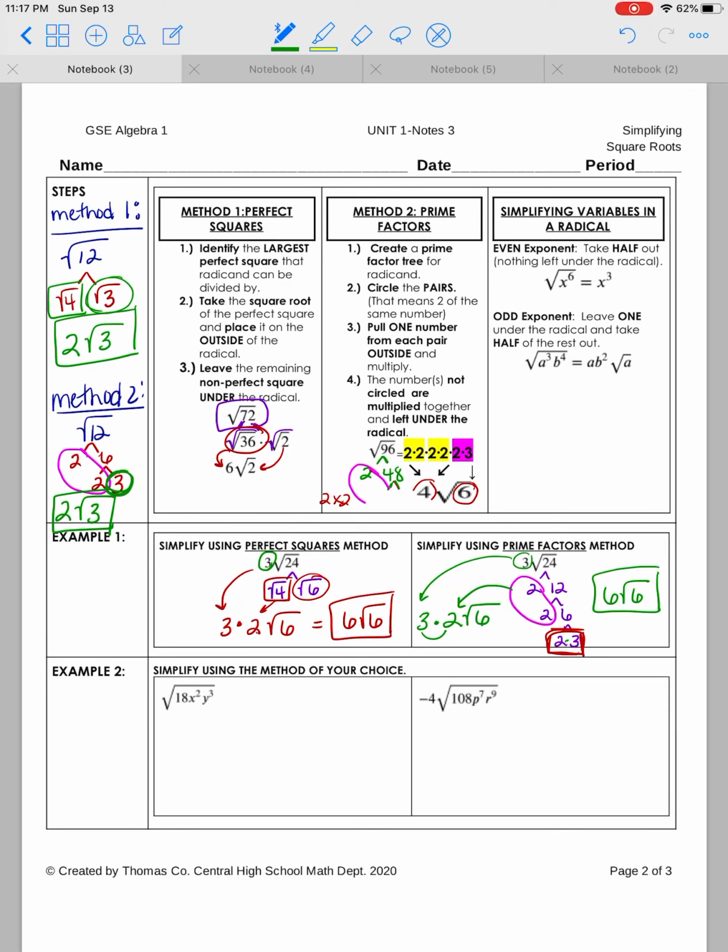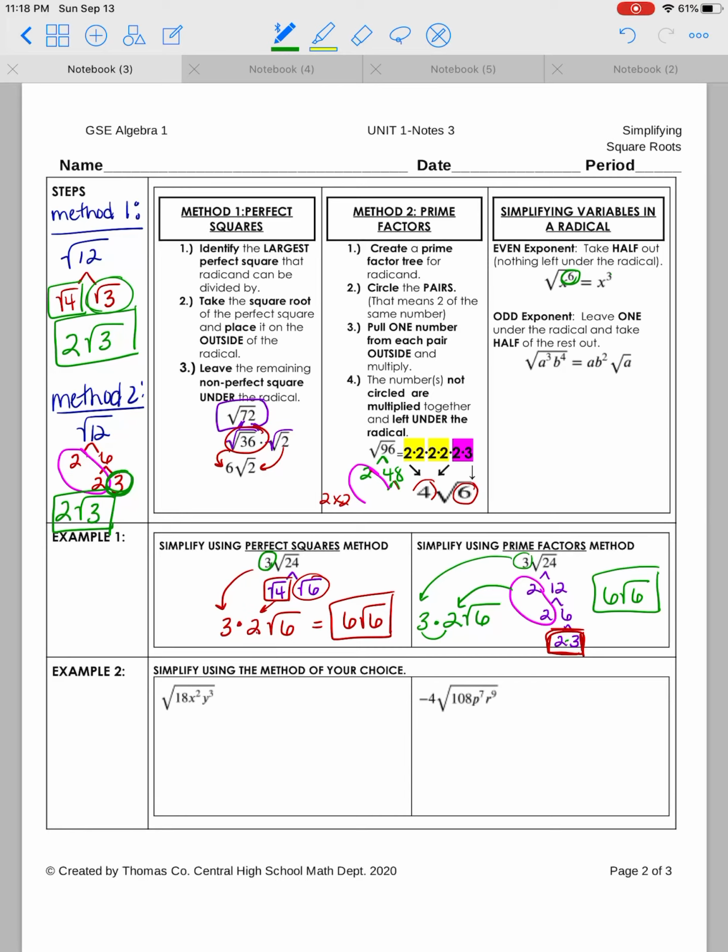Now let's look at simplifying with variables. If I have number parts, I'm going to do the exact same thing. But if I have variables, what I'm going to do is take the exponent and divide it by 2 to see what can come out, because I have to have a pair in order for it to come out. So this x under here has an exponent of 6. So how many times does 2 go into 6? 3 times. So that x to the third is going to come out. If it's an even exponent, then the radical goes away and it's going to divide evenly.